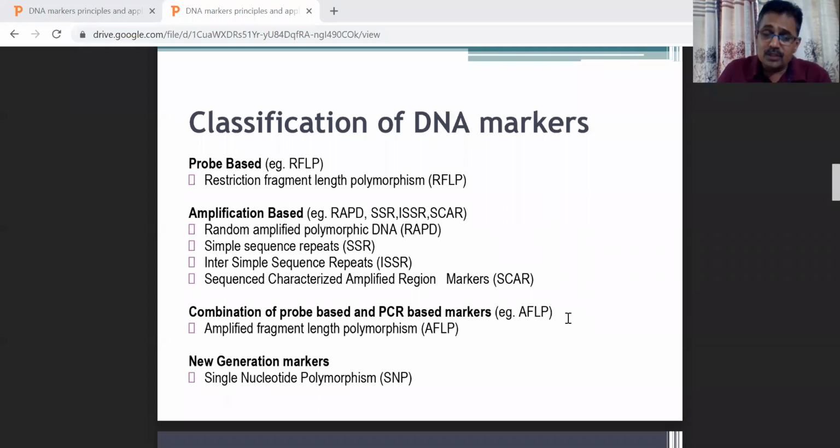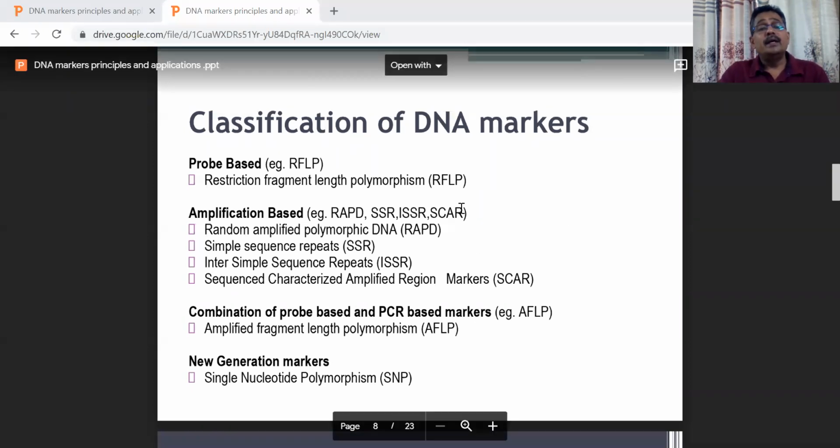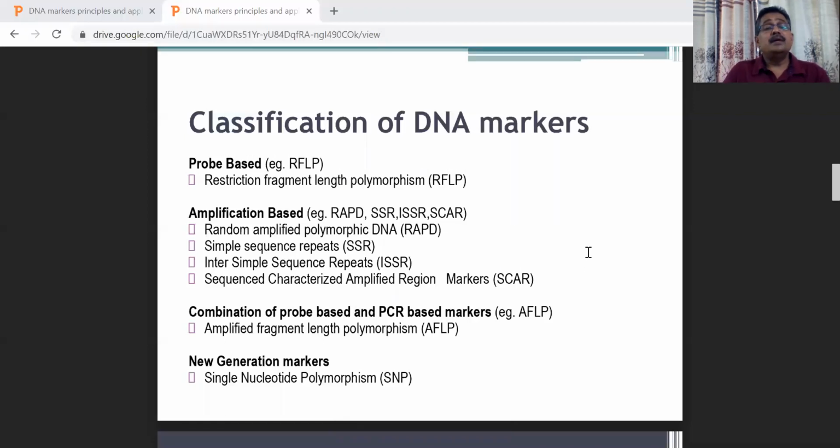So people used this RFLP technology with genomic DNA restricted with some enzymes, and they detected fragment length polymorphism. After that, once the PCR machine was invented during the 80s by Kary Mullis, the amplification-based markers came. The first one is RAPD, random amplified polymorphic DNA, then followed by SSR, simple sequence repeat, then ISSR, inter-simple sequence repeat, then SCAR, sequence characterized amplified region. These are all the amplification-based markers which ruled for 2 decades.